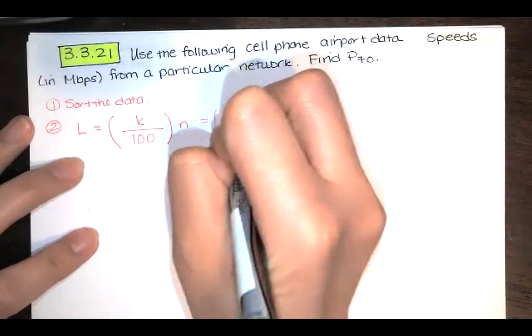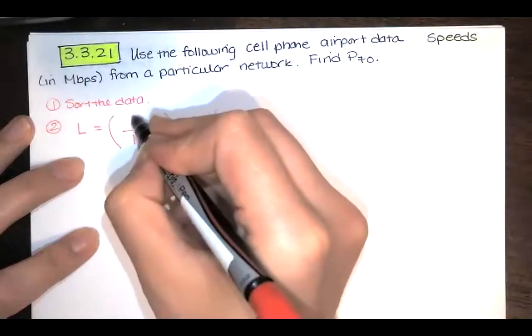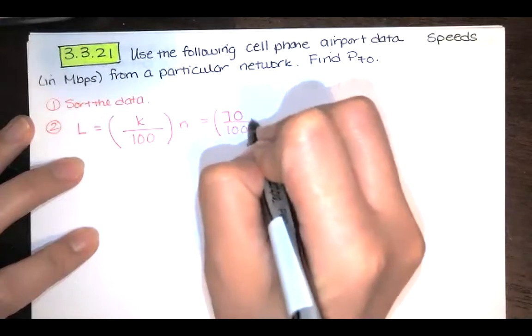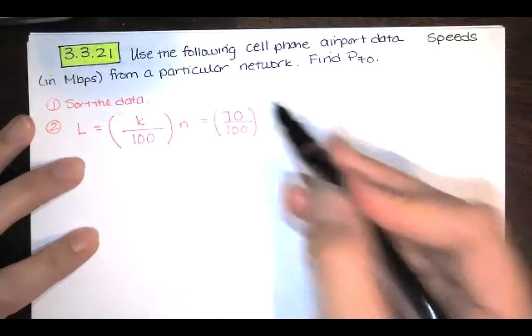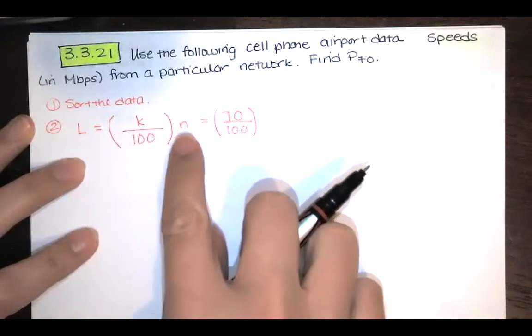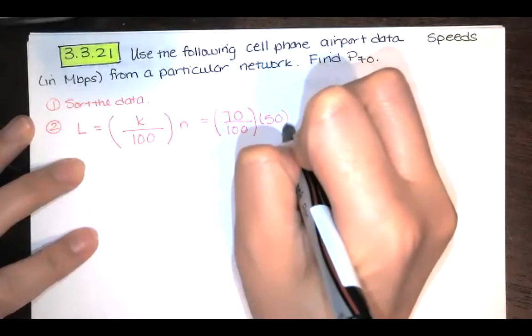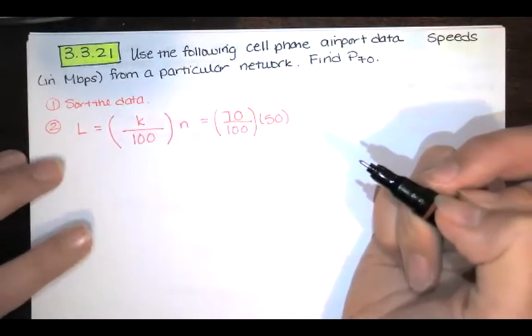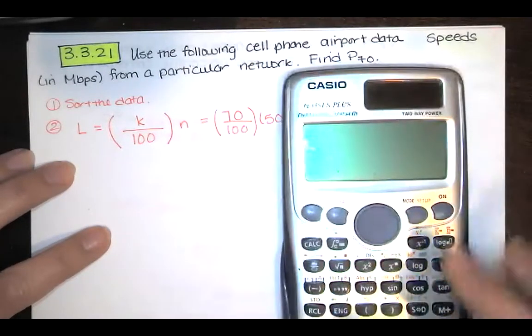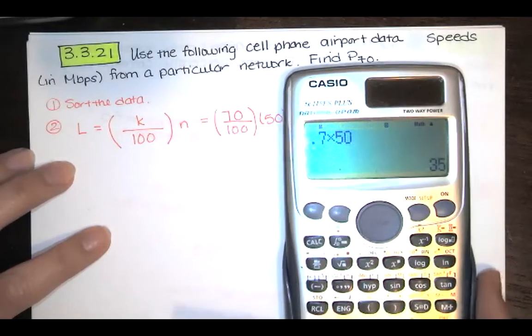So we've got k equals 70, because that's the percentile we're looking for. And so we're taking 0.7, which indicates 70%, and we're multiplying that by the number of values that we have. So you'd say to yourself, well, what's 70% of 50? That's 35.